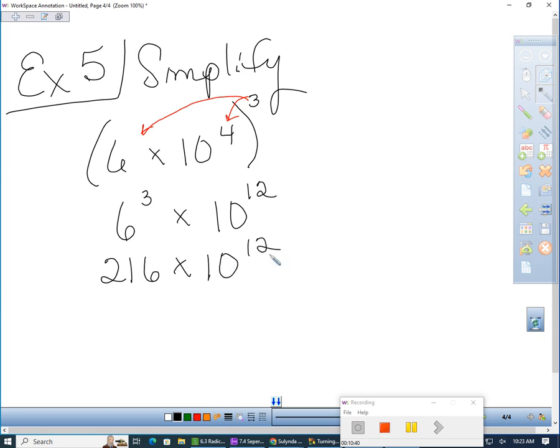Is that between 1 and 10? Too big or too small? Too big. That means I'm going to add to my exponent. The decimal's here. I move it over once. Is that between 1 and 10? Move it again. Is that between 1 and 10? So I'm going to add 2 to my exponent. I get 2.16 times 10 to the 14th. Good job.